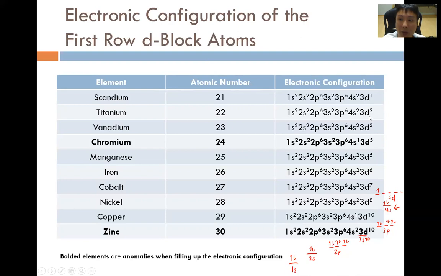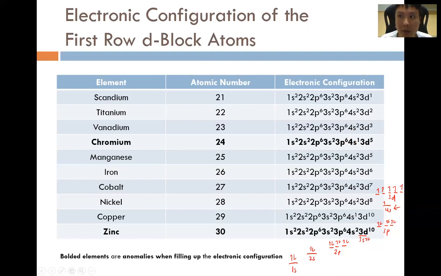Then titanium is 4s2, 3d2. Then 4s2, 3d3. Okay, so if we were to fill up one more for chromium, we would expect the electronic configuration to be 4s2, 3d4. But as you can see here in this table, the electronic configuration of chromium is actually written as 4s1, 3d5, which means that we actually promoted an electron from here to up here.